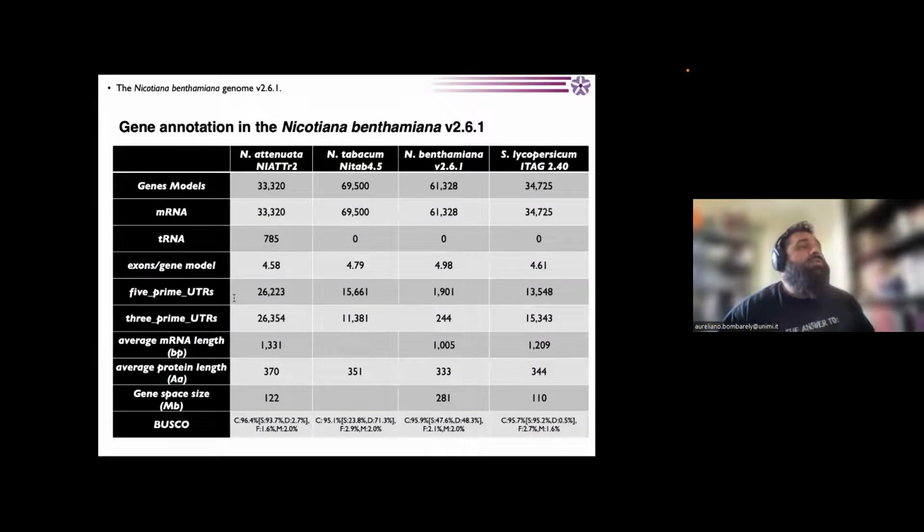We ended up with around 61,000 genes. These 61,000 genes are more or less twice the number of the diploid genomes that we have as a reference, for example Nicotiana attenuata or Solanum lycopersicum, and a little bit less than Nicotiana tabacum, which is a more recent polyploid. When we ran BUSCO, we ended with around 96% BUSCO completeness, and as you can see, the duplicated genes are high, as expected, compared, for example, with a diploid Nicotiana like Nicotiana attenuata.